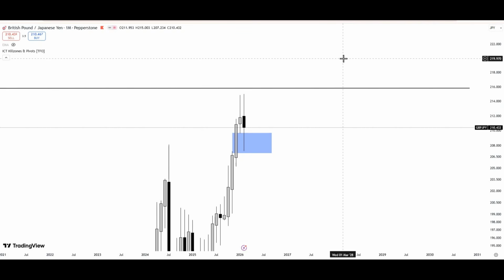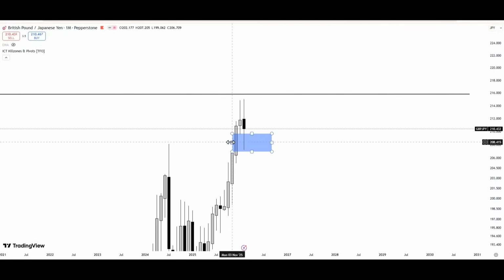So yen basket and GBPJPY are negatively correlated. So if you're going to have a bearish yen basket, then of course you can expect a bullish GBPJPY. But so far, GBPJPY, you can see this is what we have. Price actually tagged this fair value gap. This is the monthly fair value gap. And so far, this is what we have.